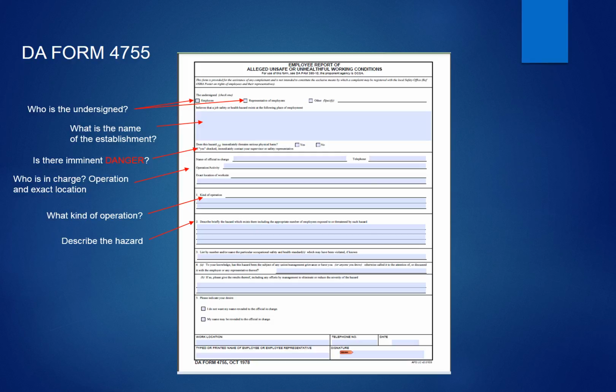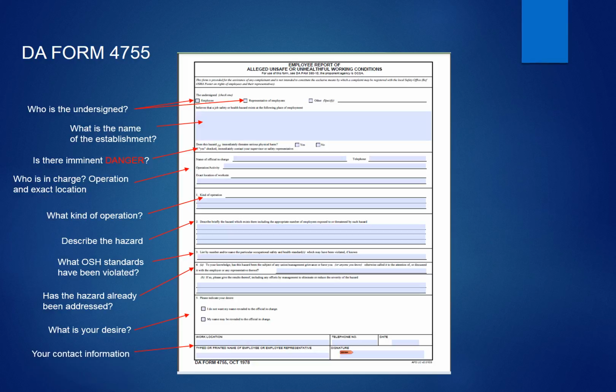Describe the hazard, to include the approximate number of employees exposed to or threatened by such hazard. What occupational safety and health standards have been violated? Has the hazard already been addressed? What is your desired outcome? And your contact information.